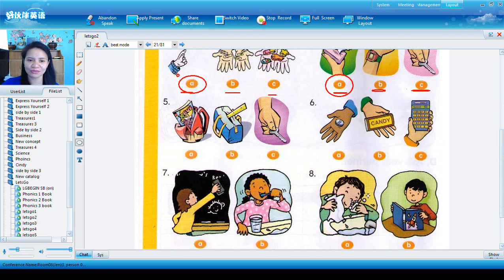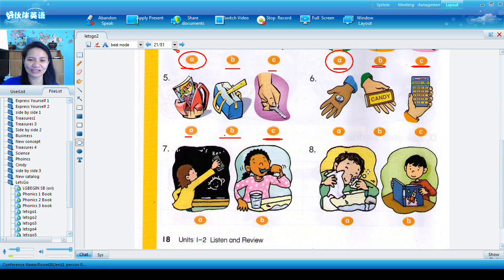Now look at picture number 5. Which picture shows a key? Key. A, B, or C? Yes, indeed, it's letter C. Now look at picture number 6. Which picture shows a calculator? Calculator. A, B, or C? Yes, it's picture letter C.